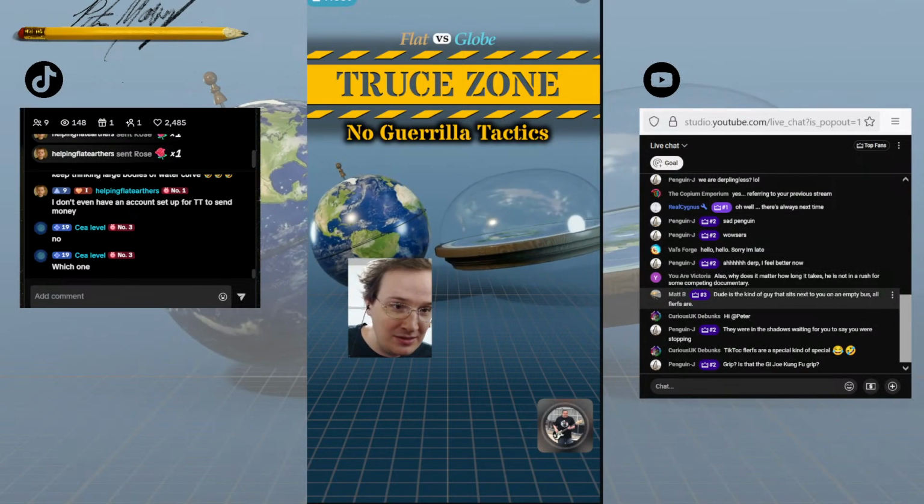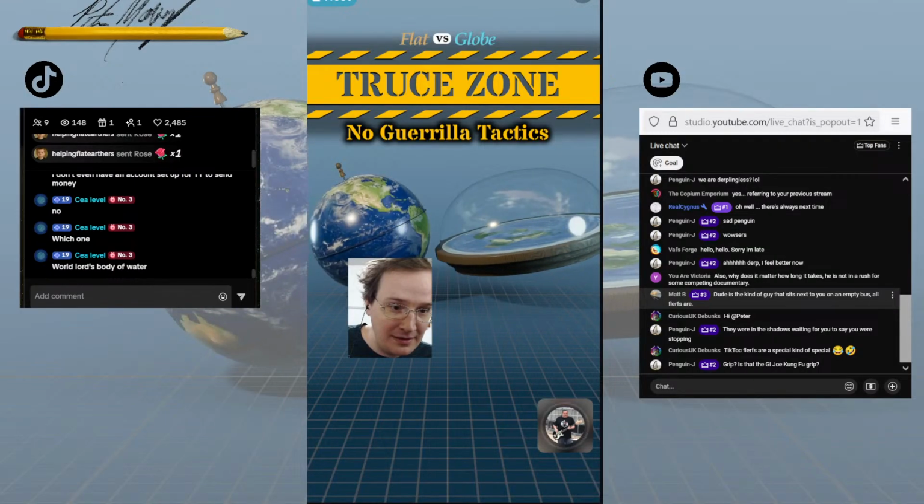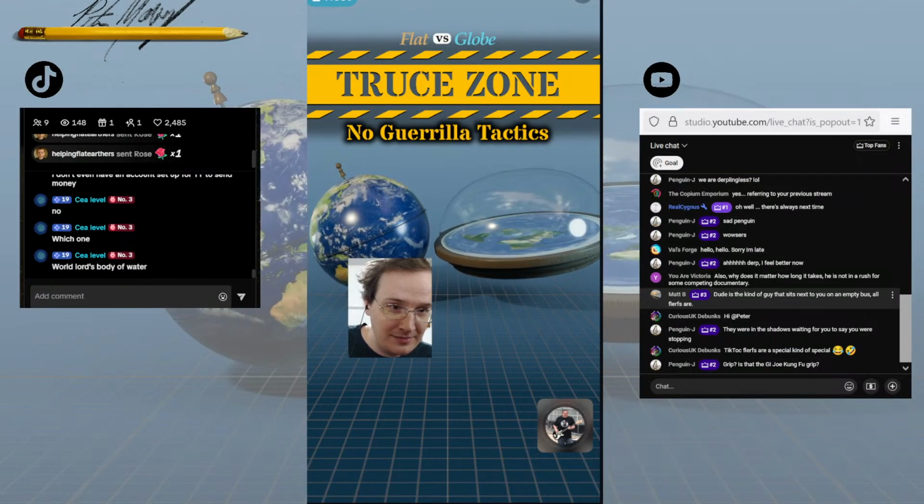Matt B. Sea Level, what measurements? Sea Level, what measurements have you taken of a body of water that isn't curved? Could you show us those measurements?